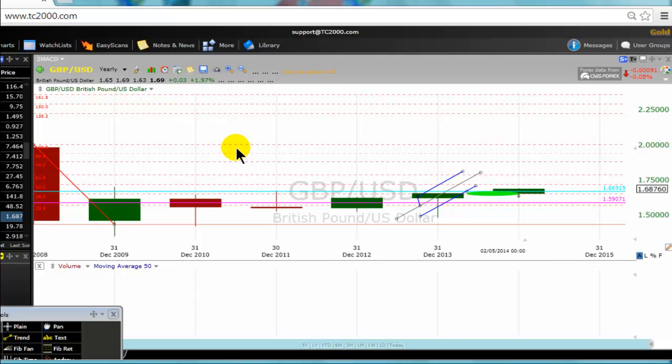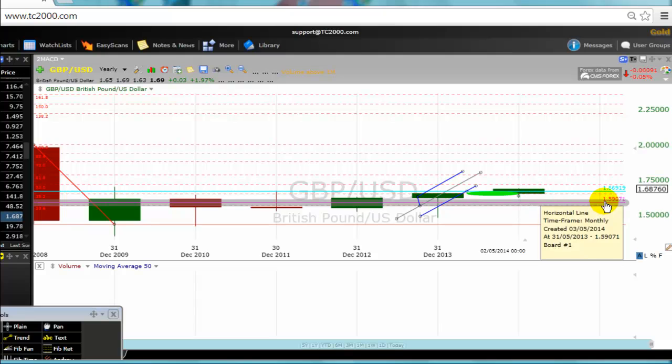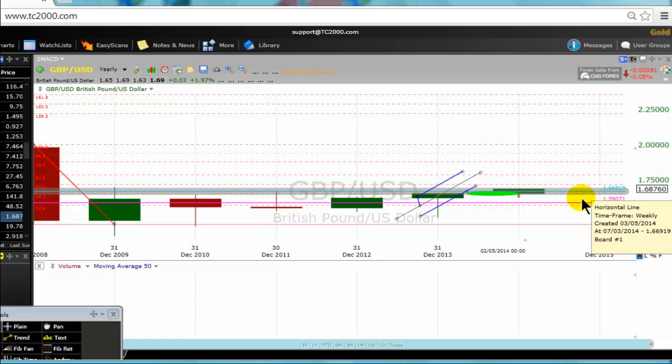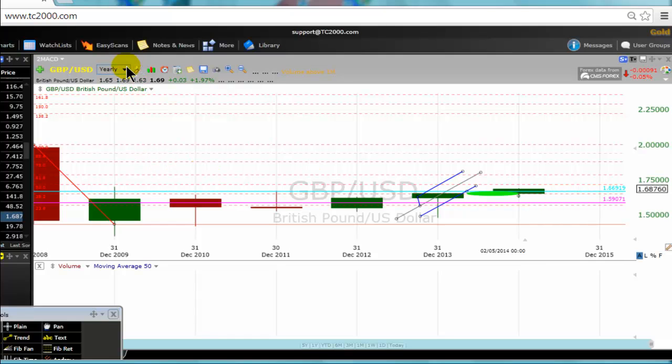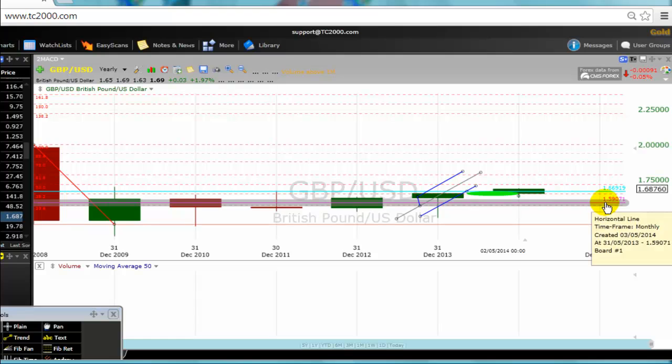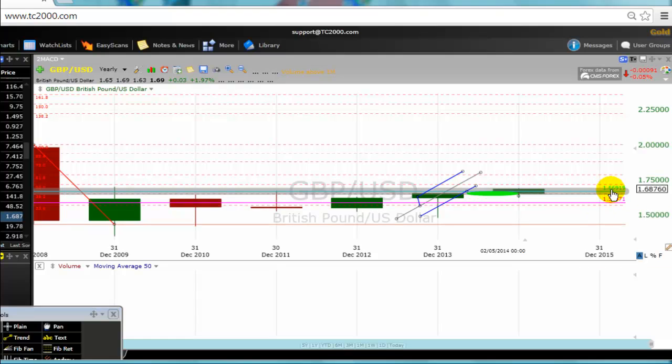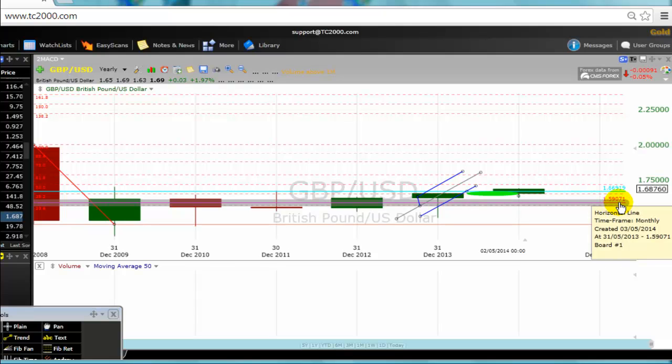So the long-term equilibrium price level is 15907. Now, for day traders and swing traders, the short-term equilibrium price level is 16691. The price is now above that level. So these two levels, do not forget: 15907, 16691. The long term is 15907. Don't forget it.